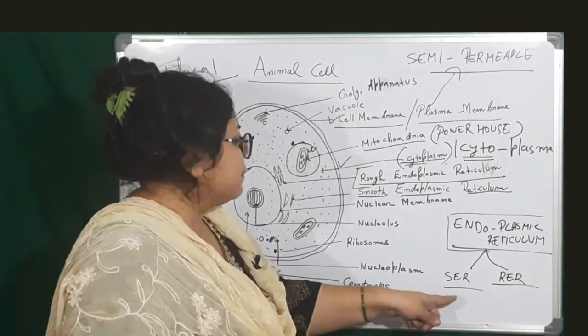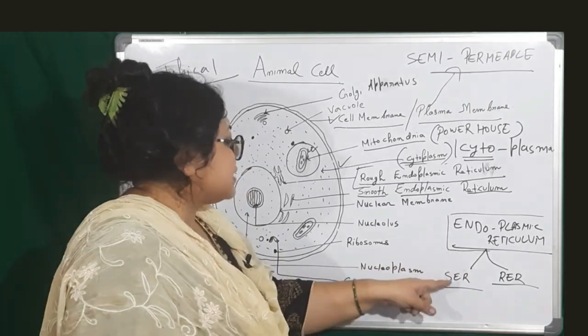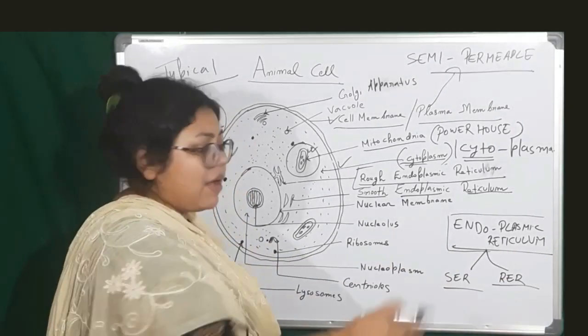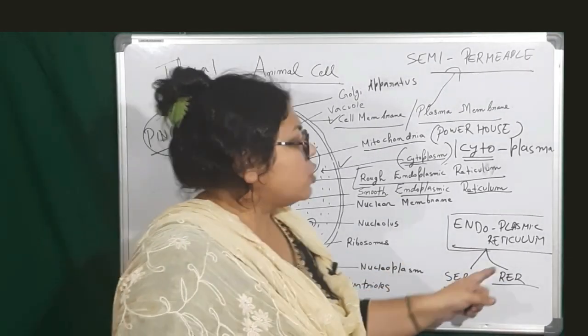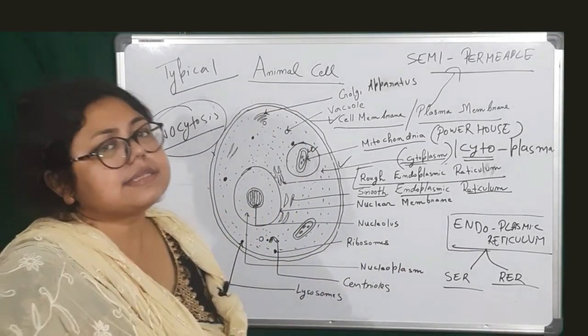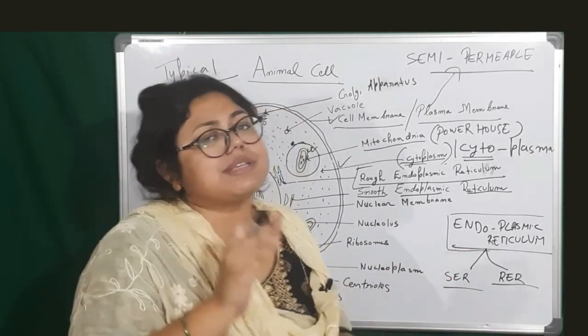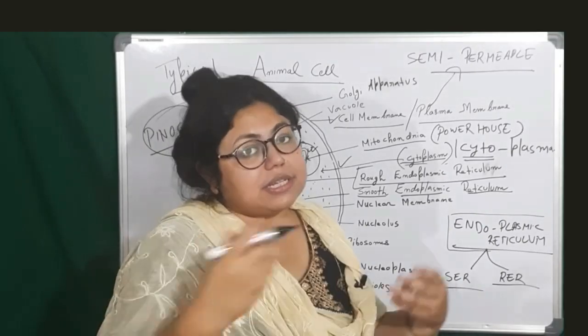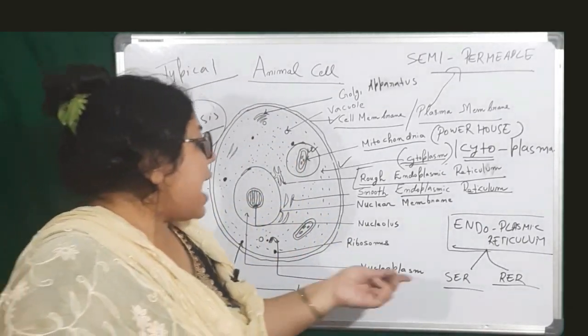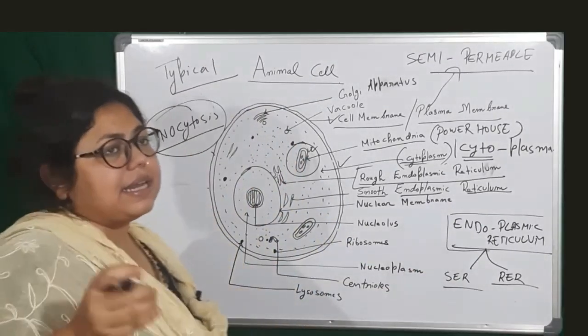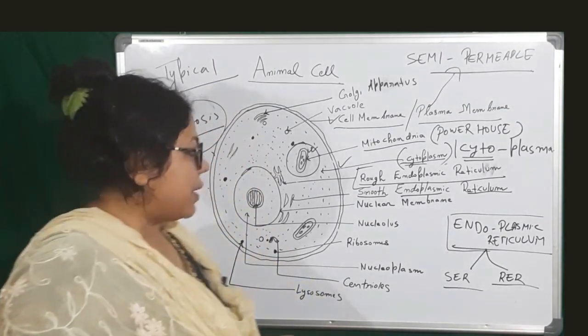Clear? Please go through the functions of the smooth and rough ones also. The rough one is also related to protein synthesis, because ribosomes are attached to it. So the main function is protein synthesis, obviously, and also various maintenance functions, mineral balance, and so on.